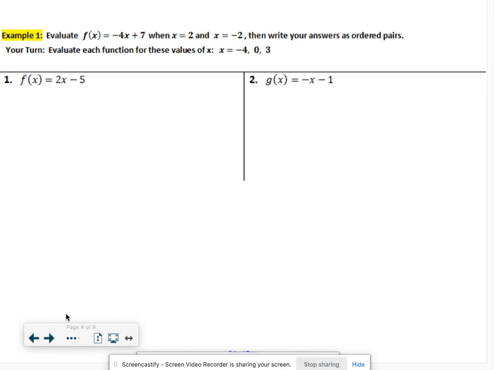So it says, here is our function. Oh, I gotta show you this down. One second. It didn't save right.